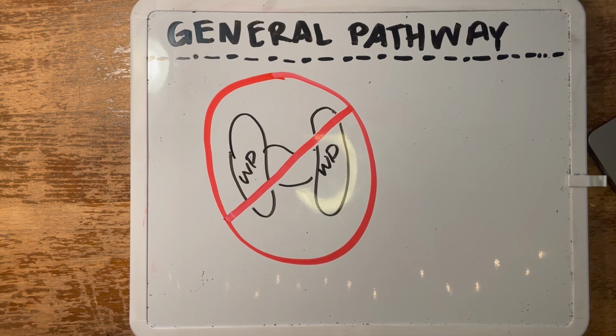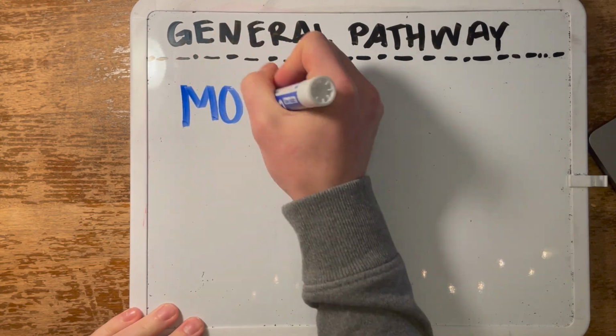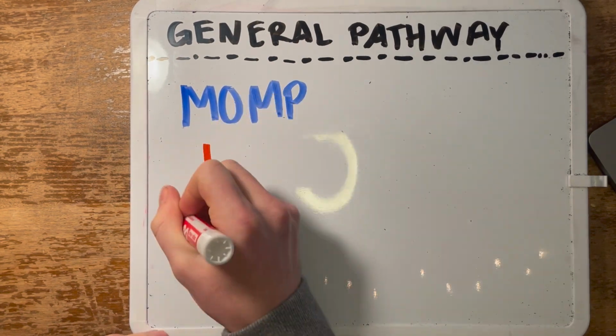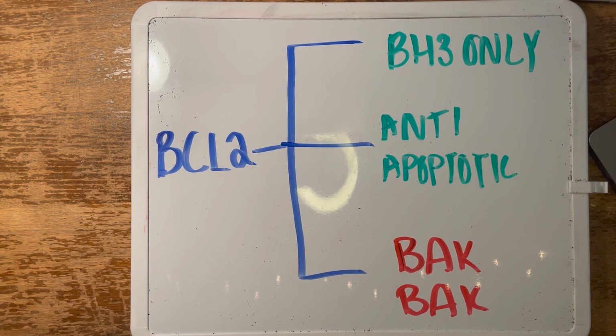Without it, the CARD domain cannot be exposed, and the apoptosome would not be able to form, removing the activation of caspases 3 and 7 and avoiding apoptosis as a whole. With that, we look at MOMP, specifically via BAK and BAX, 2 proteins critical in mitochondrial outer membrane pore formation. They are part of a larger family of BCL2 proteins involved in apoptotic regulation.